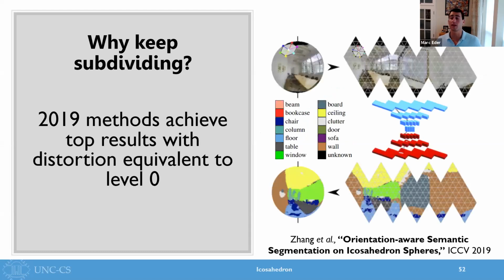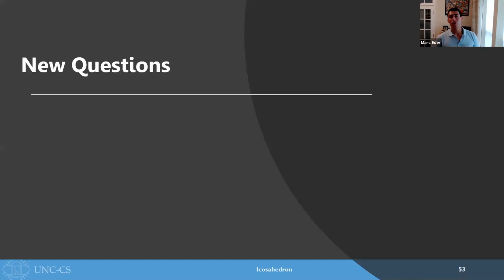It's also worth noting that the best performing work out of those 2019 papers uses the unfolded representation, called the net of the icosahedron. This has distortion characteristics equivalent to the simple 20-face, not subdivided, icosahedron. So it seems that maybe for certain tasks at least, distortion can be sufficiently mitigated without the need for excessive subdivisions. These observations raise a few new questions.